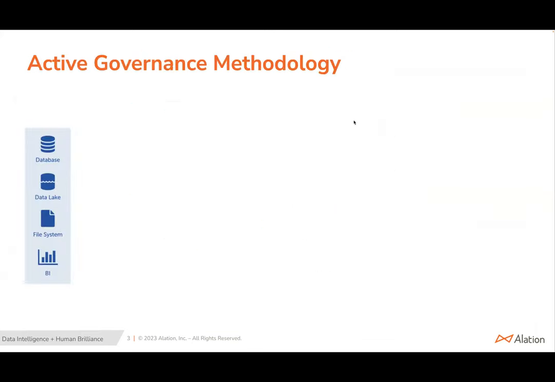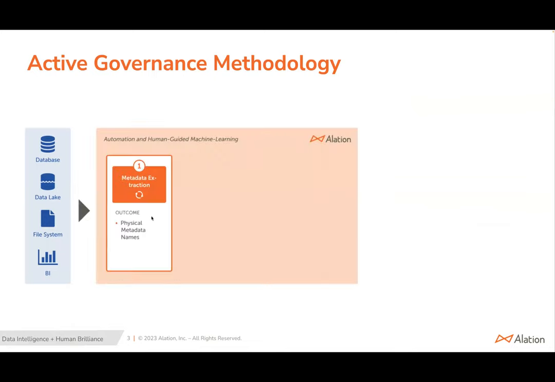So what does this look like in action out in the field? As an organization, you have databases, data lakes, file systems, BI systems. That first step is really being able to have a system that can automatically go out and extract and keep up to date that physical metadata coming into a catalog.